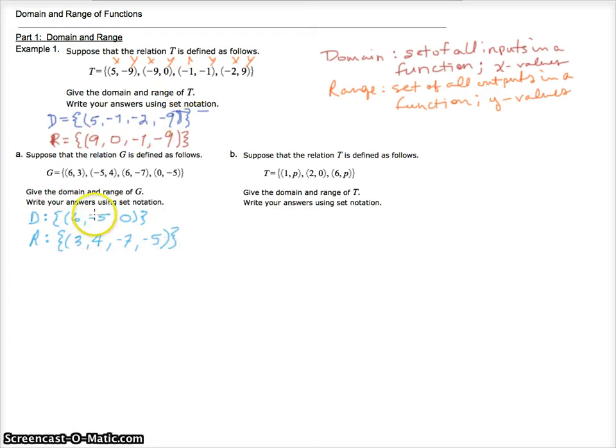If I did put them in order, my 6 would go first, then my 0 and my -5 would be switched. My 4 would go first, and my -7 and -5 would be switched. So remember, just plug your x's and your y's into separate domain and range sets, and you'll be good. Good luck.